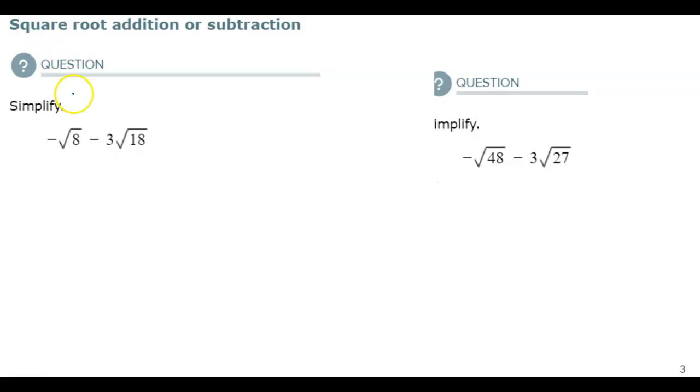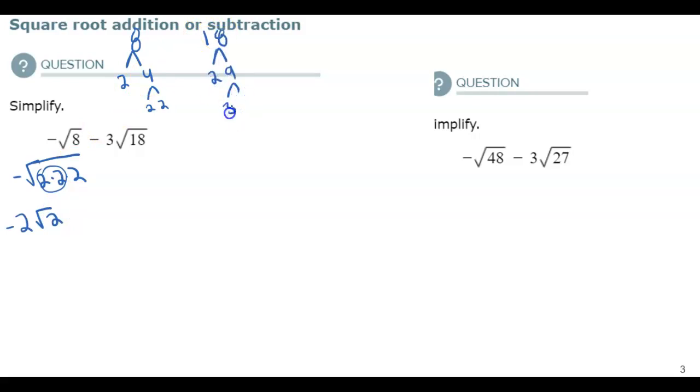When I look at these, 8 and 18 are not the same bases, so I'm going to try to simplify that. 8, if I break it into its prime factors, 2 and 4, 2 and 2, so it's the same as negative 2 times 2 times 2. Remember, I'm grouping things by 2, so it becomes negative 2 square root 2. 18 becomes 2 times 9, 2 times 3 times 3, negative 3 times 3 square root 2.